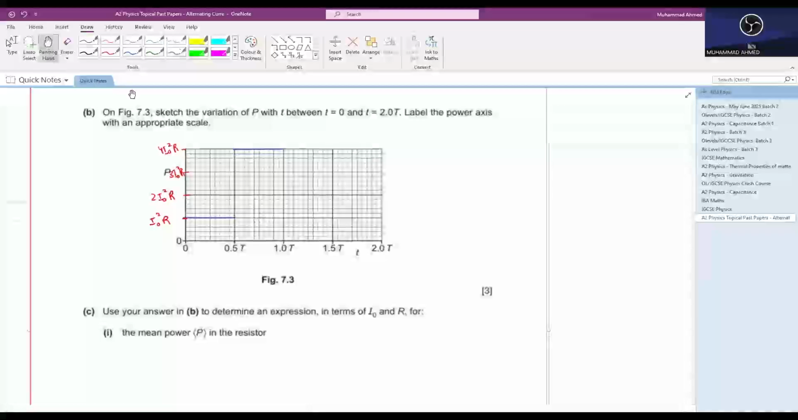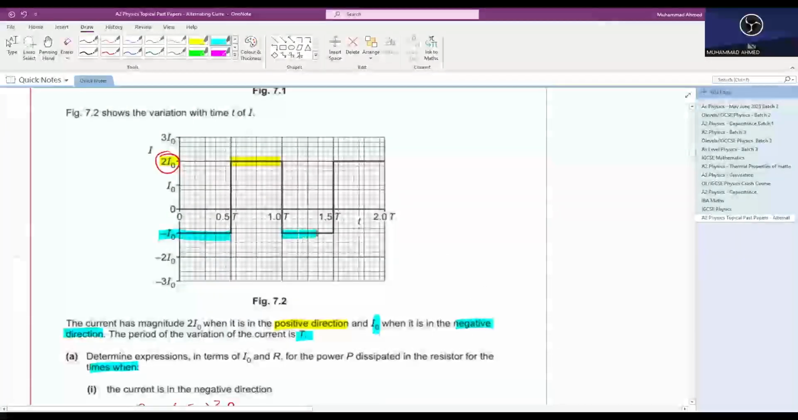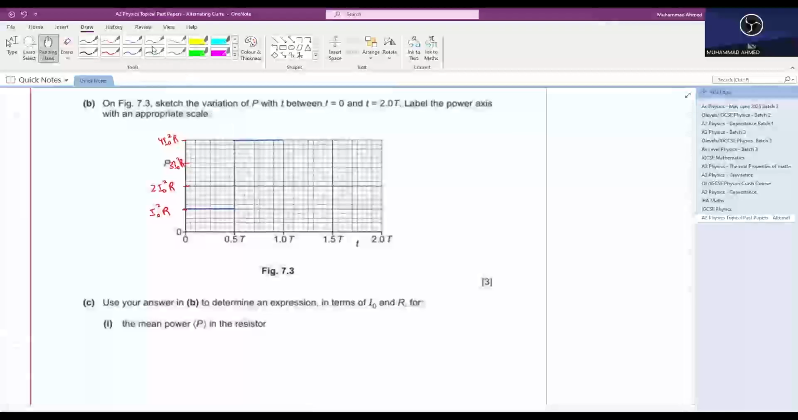Okay. And then again, as you are going from 1T to 1.5T, you are again having negative current. You will again have a power of 1 I naught square R. And from 1.5T to 2T, I have already seen that you have a positive current. So you will have a power of 4 I naught square R. Something like this. Let's join these horizontal lines with vertical lines like this. And since I'm really bad at drawing, this is taking me a lot of time, but you guys will be able to do it in 30 seconds maximum.